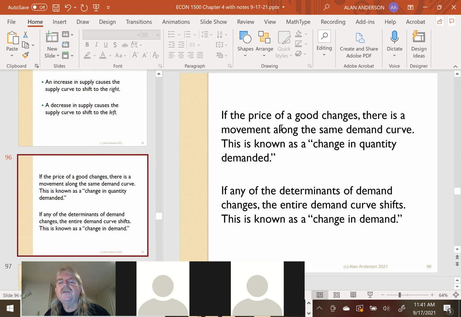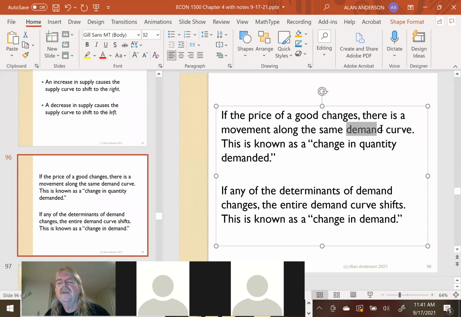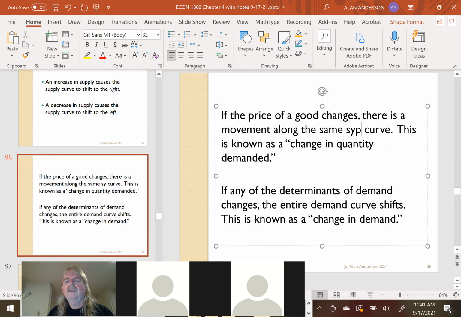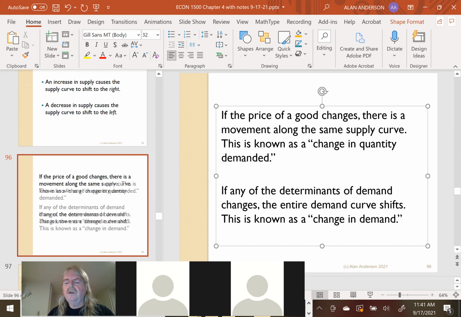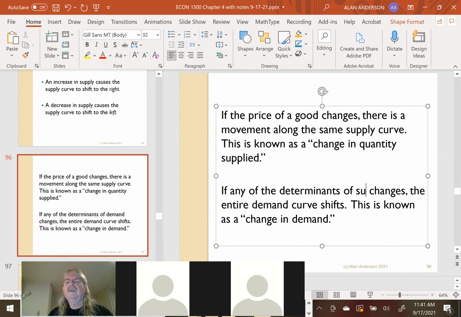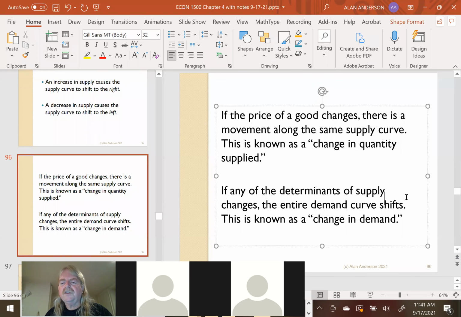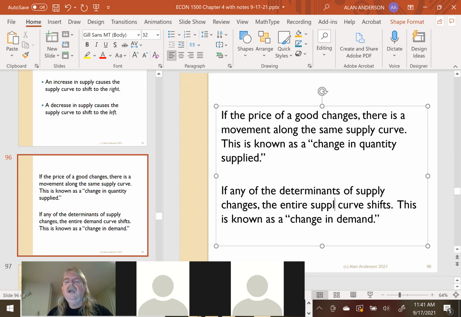So if the price of a good changes, there's a movement along the same supply curve. And this is known as a change in quantity supplied, of course. It's so similar, all I have to do is change a couple of key words here. If any of the determinants of supply were to change, the entire supply curve shifts. And that's known as a change in supply.